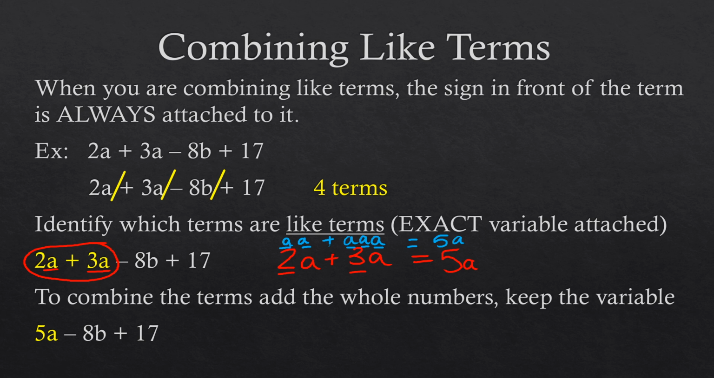Then all I do is I'm going to leave everything else in my expression the same. This 8b and this 17, those aren't going anywhere, right? They're still a part of our expression. We just can't combine them with anything because none of them are like terms, right? I have an A, a B, and then just a number. None of those are the same, so I cannot combine them together, which means that this here would be our final answer. Okay, so this 5a minus 8b plus 17, that is going to be our final answer.